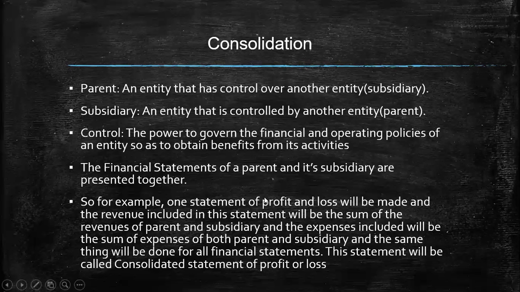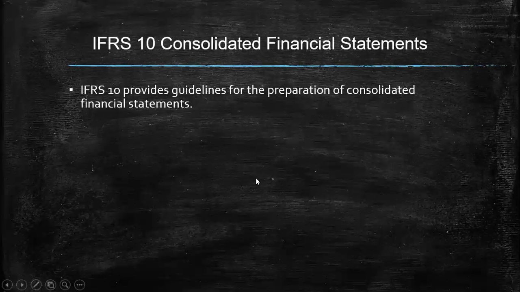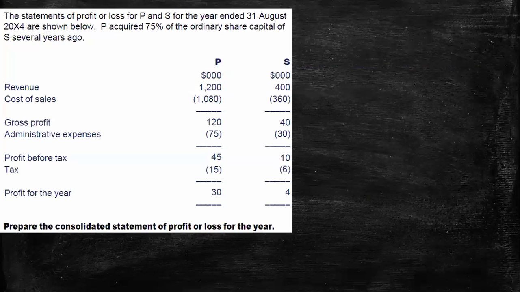We'll do a similar thing here with the statement of profit and loss, where we'll take the revenue of the parent and add it with the revenue of the subsidiary, and then we'll take the expenses of the parent and we'll add them with the expenses of the subsidiary. IFRS 10, to remind you, is the main accounting standard that covers the preparation of consolidated financial statements.